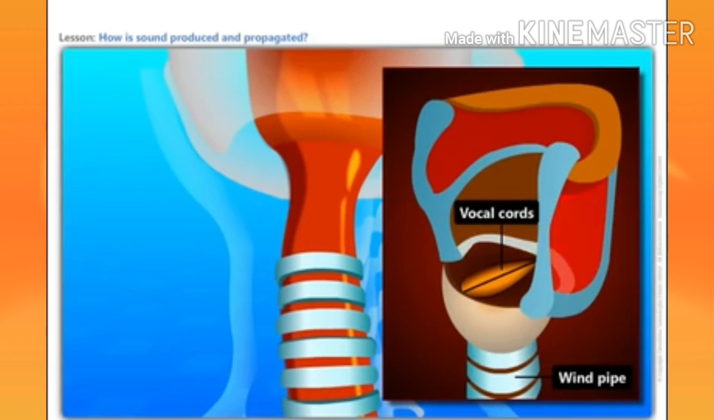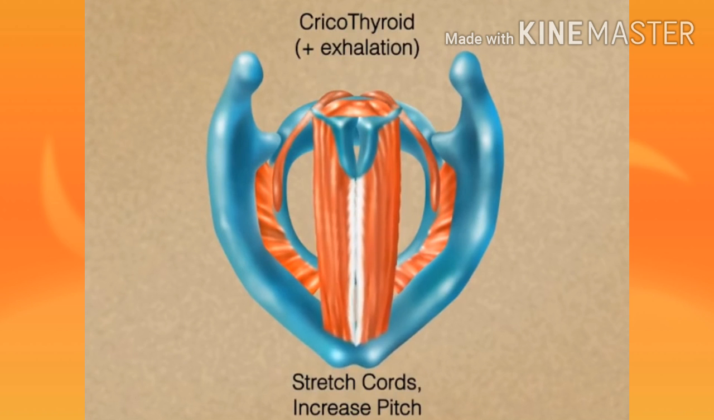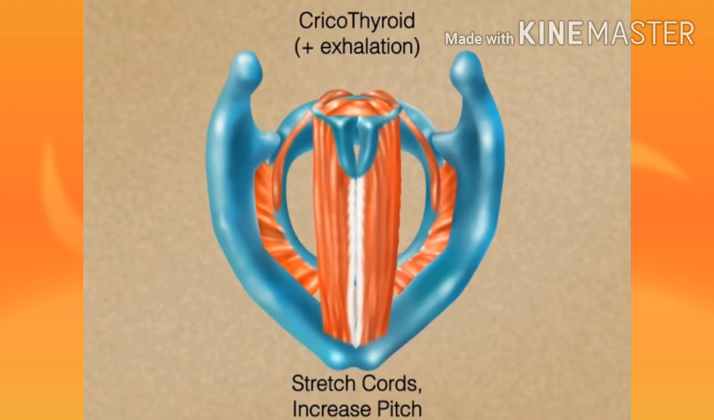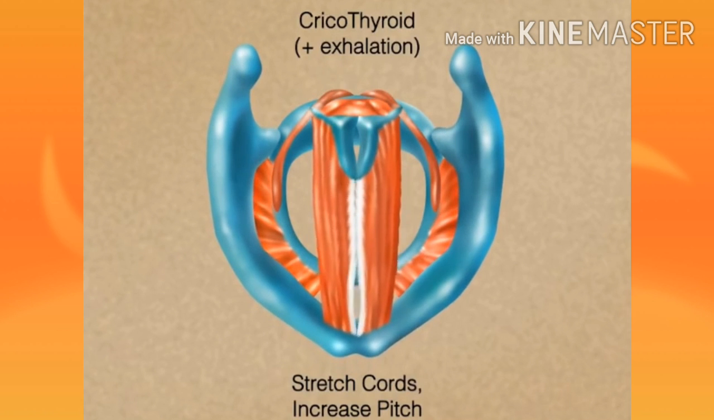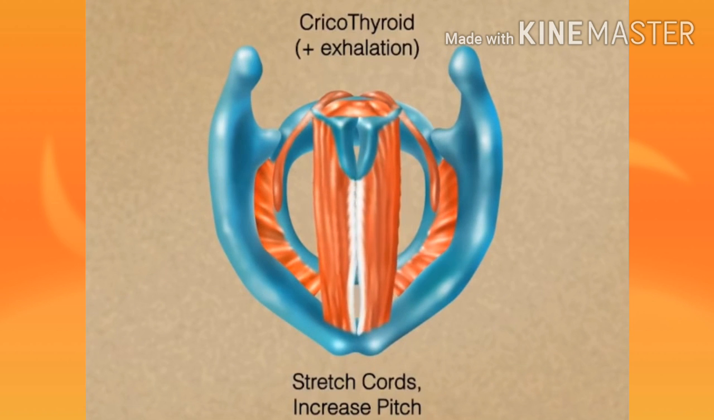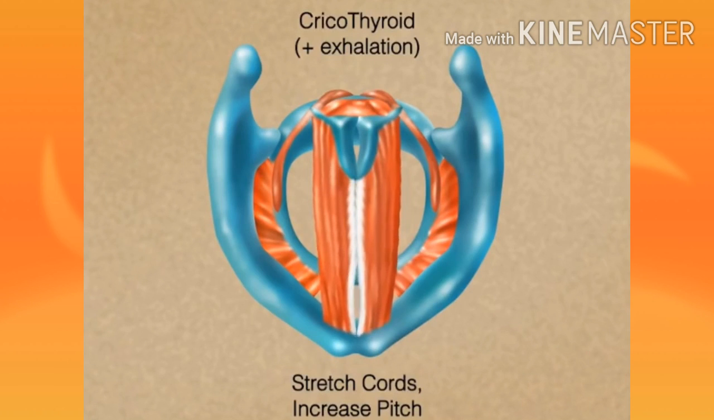Then when the lungs force air through the slit, the vocal cords vibrate, right? What will happen here? When our lungs force air through the slit, the vocal cords start to vibrate. Why do they start to vibrate? Because of the narrow slit. The space between the two vocal cords is very small. It is narrow. So the air has to pass through that slit, right? Because of this, both the vocal cords start to vibrate, and these vibrations produce the sound.